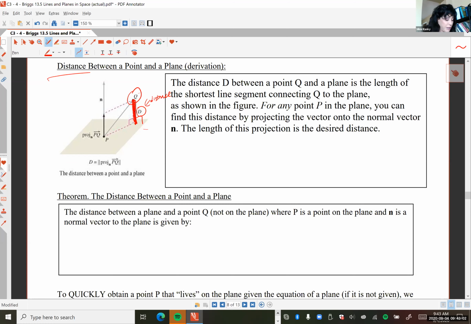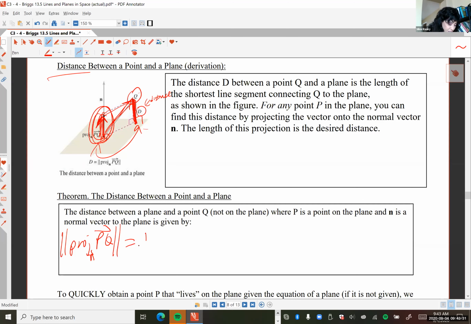It turns out, people, that you involve projections. Really? That never goes away. You're going to take a point P that lives in the plane, form the vector PQ here, and then you're going to project it onto the normal vector n. When you project it onto the normal vector n, you get a vector which has the same length as d. So the magnitude of the projection of PQ onto n is essentially our distance.